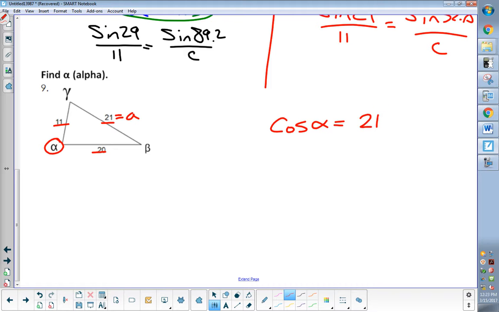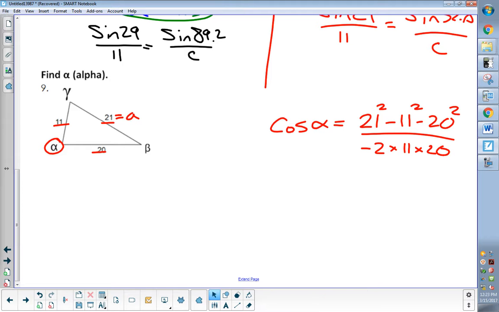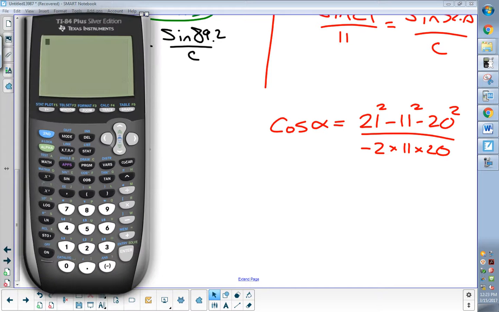So 21 squared minus 11 squared minus 20 squared all over negative 2 times 11 and 20. When I type that into my calculator, I'm typing it in as a fraction because that's the easiest way to do it. 21 squared minus 11 squared minus 20 squared. On bottom, it's negative 2 times 11 times 20. I hit enter. Oh, I typed that in wrong. Sorry. I forgot an 11 on the bottom.